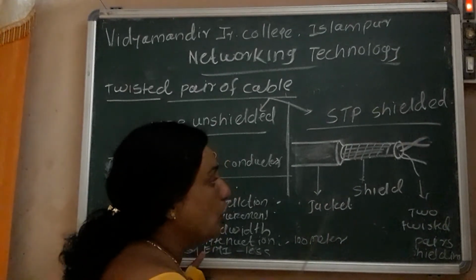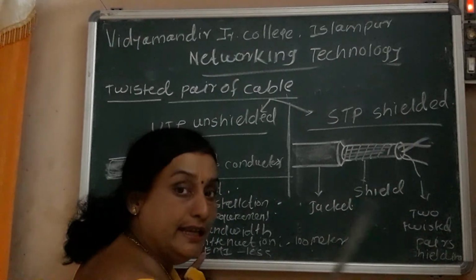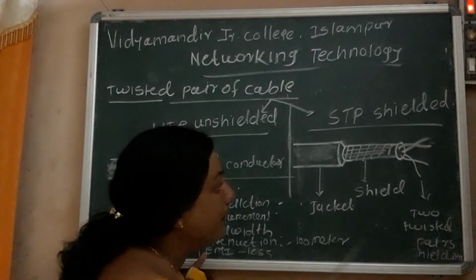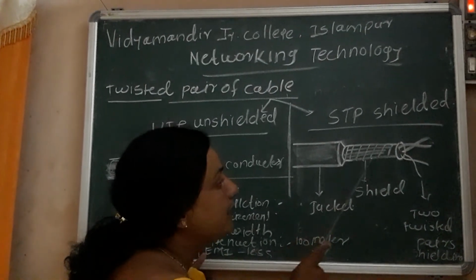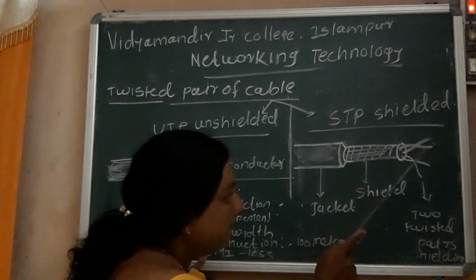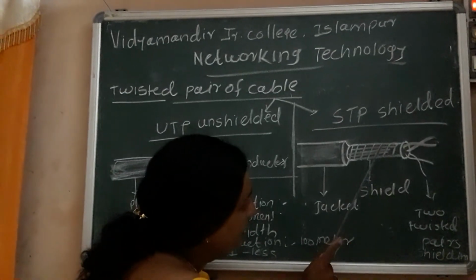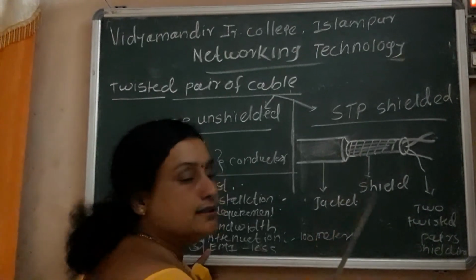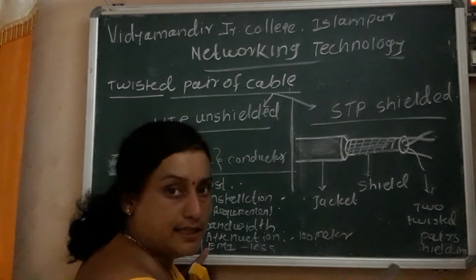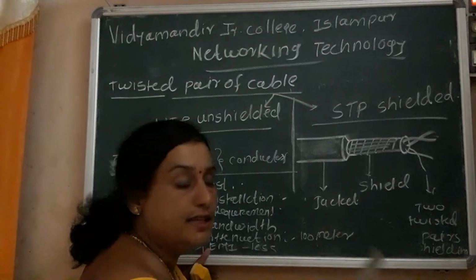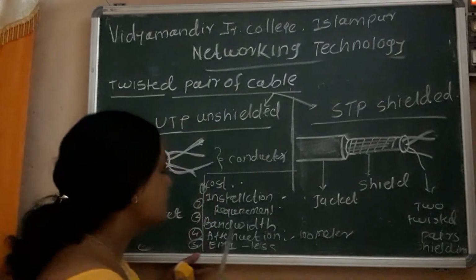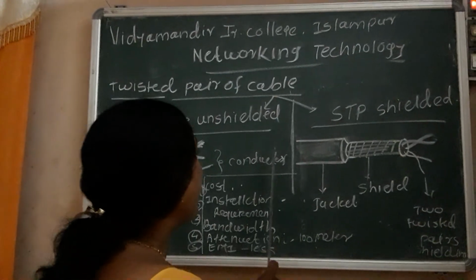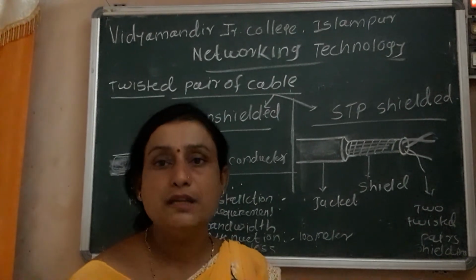Environmental effect or electromagnetic interference, electromagnetic noise, environmental noise cannot be picked up by this cable because this cable is wrapped in a shield. So it avoids the mixing of the signal or interfering of the signal in the cable. So it has less sensitivity to the EMI as compared to the UTP cable.